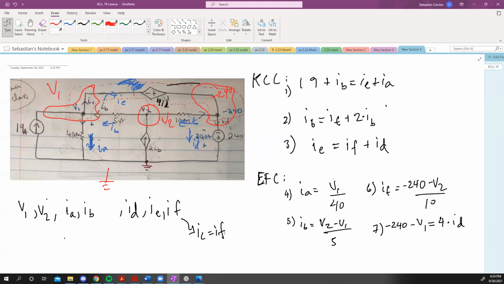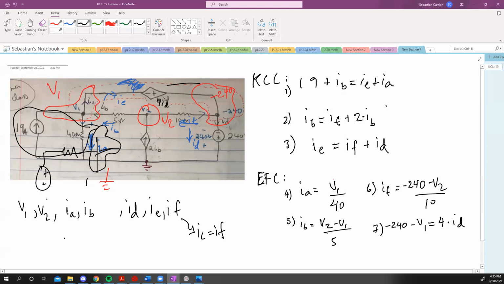I would start this problem by grabbing this and doing a source transformation. So basically you have a resistor here and then it's split off. Just so I keep track of that.